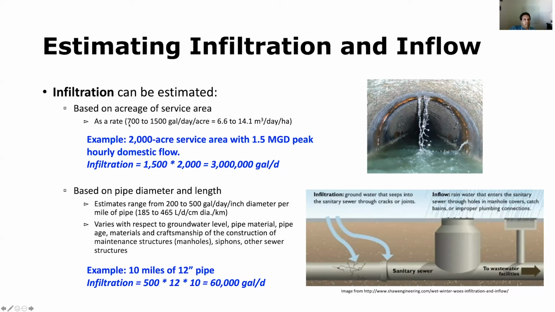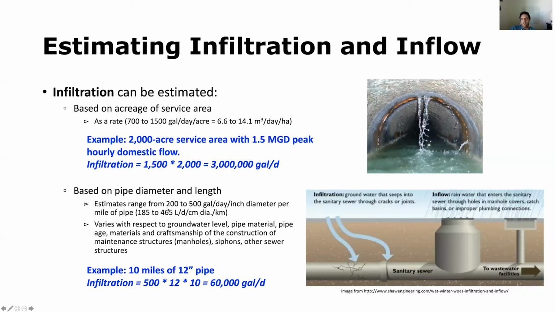All right, so this rate, gallons per day per acre, might be specified in the design guidelines. So maybe instead of 1,500, in some areas they'd use something more like 700 or 800. All right, so a very simple method just based on the service area acreage. The second method is based on the pipe diameter and the pipe length.